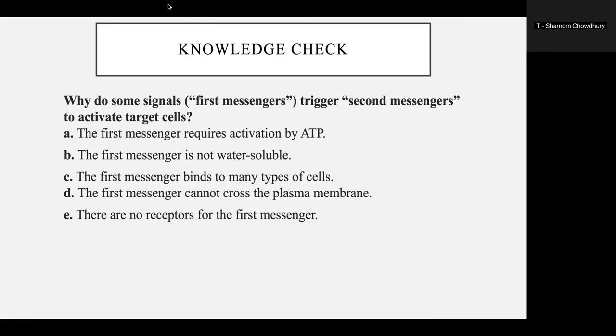The first messenger just binds to whatever receptor it has. And then that receptor, for example, a G protein coupled receptor, then activates the G protein, which then binds to whatever other protein, etc. So the first messenger can't cross the plasma membrane because typically it's a large polar molecule.